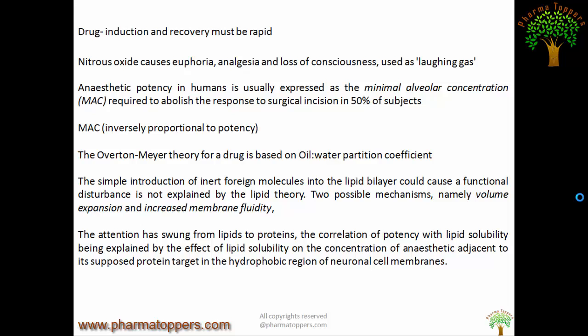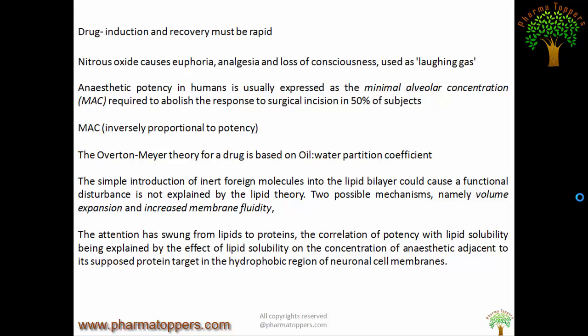According to the Meyer-Overton theory, which was based on the oil to water partition coefficient, or in other words the lipid solubility, it was assumed to predict the partition into the membrane lipid, thus consistent with the suggestion that anesthesia results from an alteration of the membrane function. Another theory is that the simple introduction of inert foreign molecules in the lipid layer might cause functional disturbances, which is not explained by the lipid theory. The two possible mechanisms could be volume expansion or an increase in membrane fluidity, which have been suggested but are largely discredited.